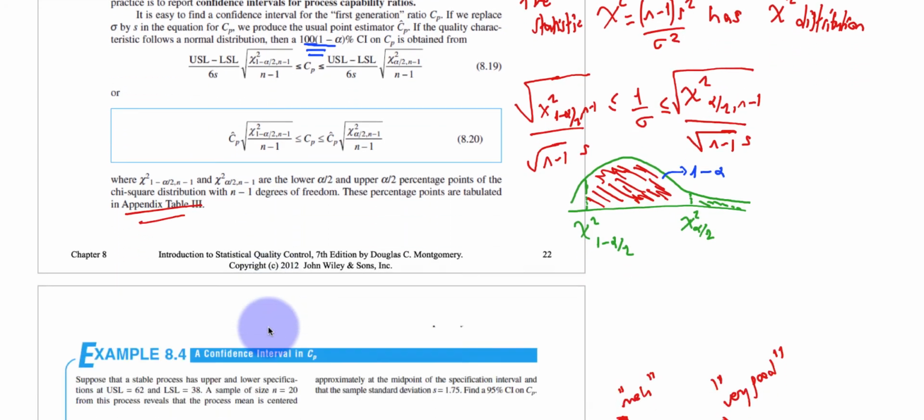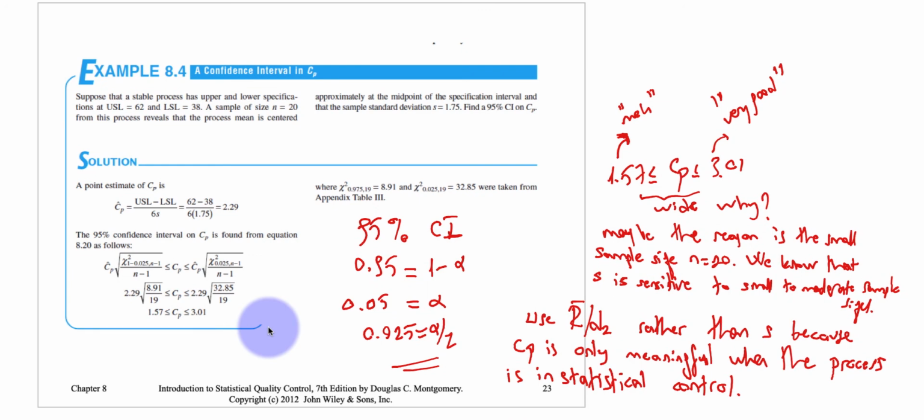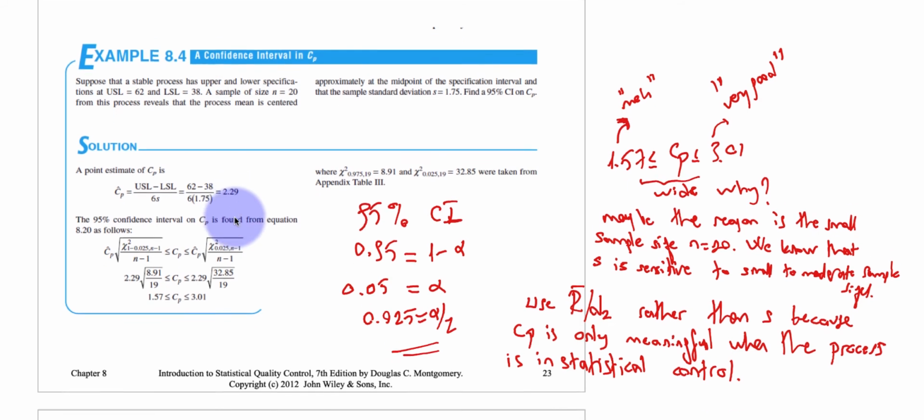Let's continue then. For example, the upper specification limit and lower specification limit are given here, and the standard deviation is also given. The question is asking: find a 95% confidence interval on the process capability ratio. So let's plug the numbers into the formulations. This is the process capability ratio estimation. We are using the sample standard deviation value here.